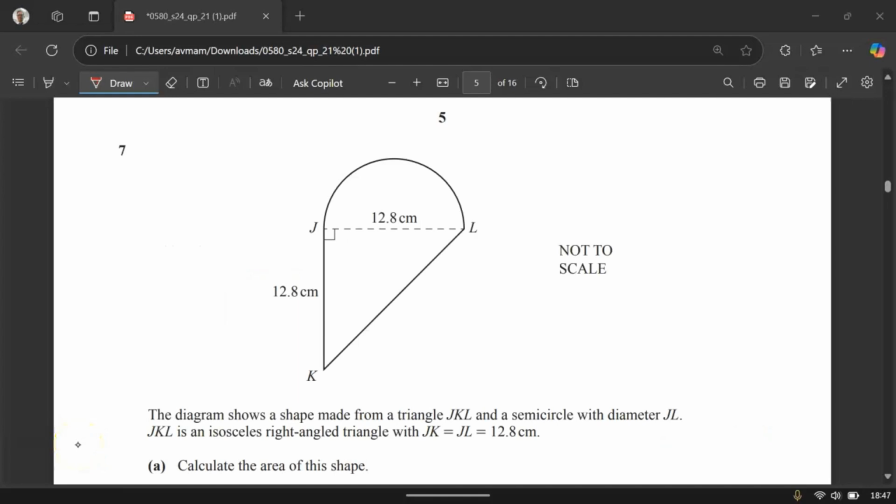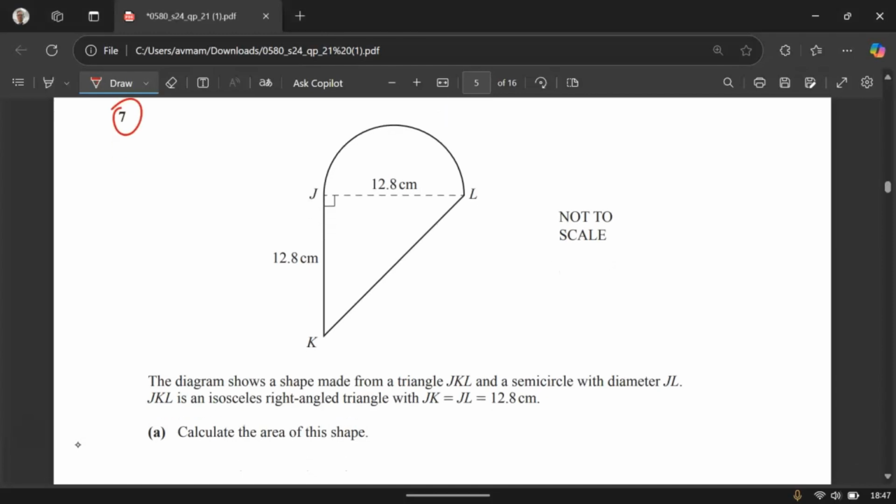In my last video, I finished questions 1 to 6. Now let me start from question number 7. The diagram shows a shape made from a triangle JKL and a semicircle with diameter JL. JKL is an isosceles right-angled triangle with JK equal to JL equal to 12.8 centimeters. In part A, they asked us to find the area of the shape.